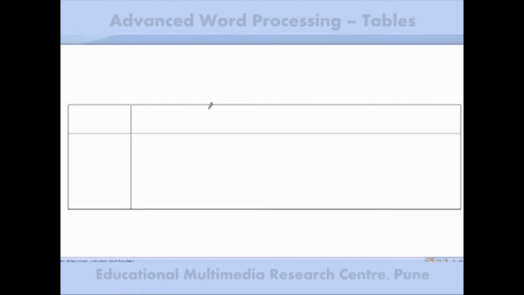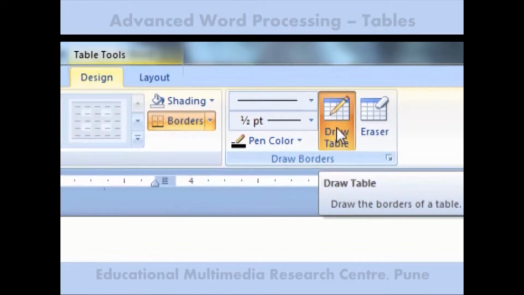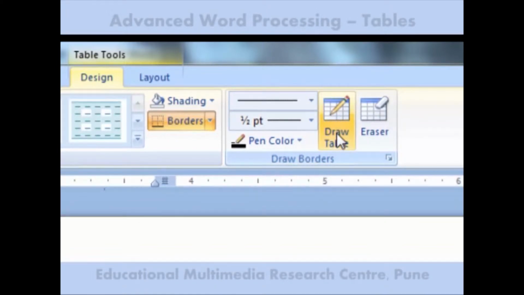Step 4. To draw a column, drag the pencil pointer from the top to the bottom of the table. Step 5. Click the Draw Table button or press the Escape key when you are done creating the table's columns and rows. Step 6. You can now place the insertion point anywhere in the table to add text.